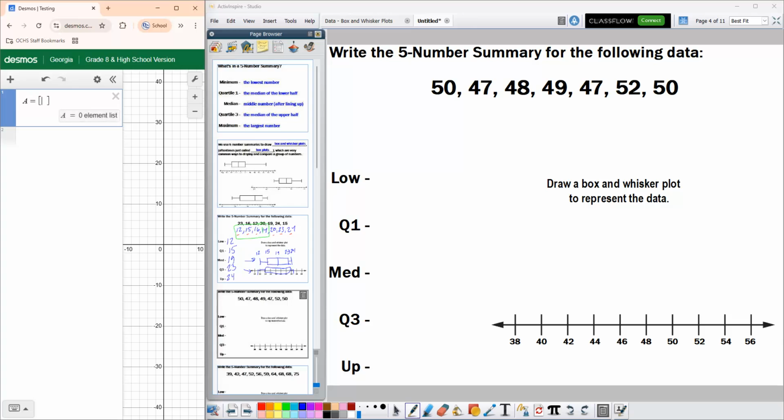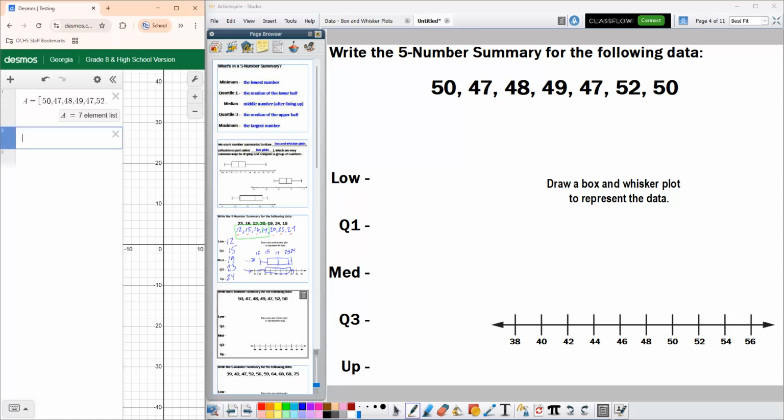And inside those brackets, we're going to type all the numbers in my list. 50, 47, 48, 49, 47. I'm putting commas in between each of these. Notice it tells me there are 7 elements in my list. That means I had 7 numbers up here. 1, 2, 3, 4, 5, 6, 7.